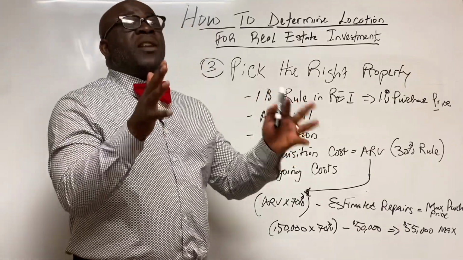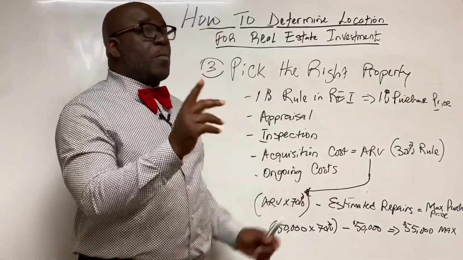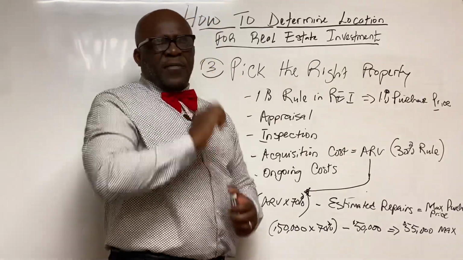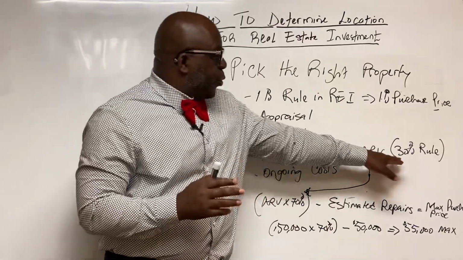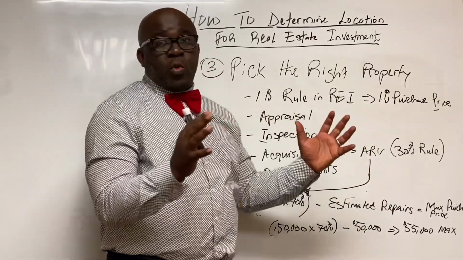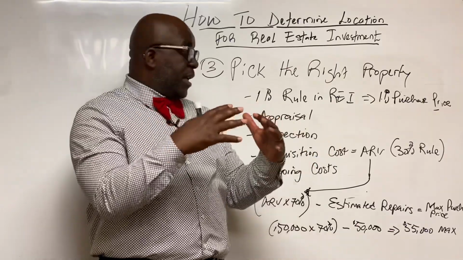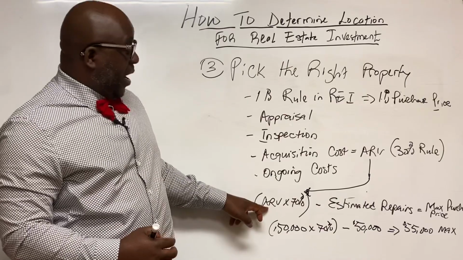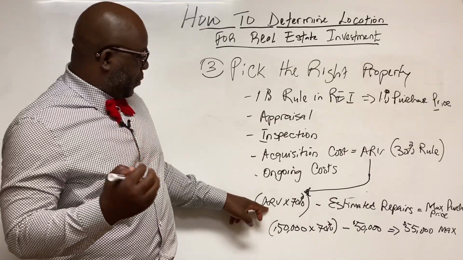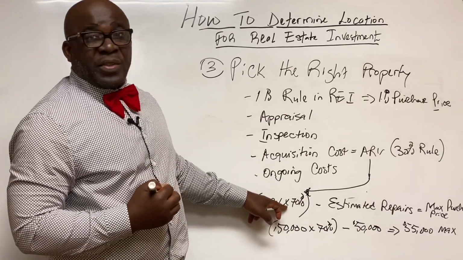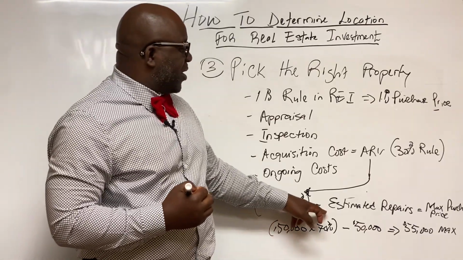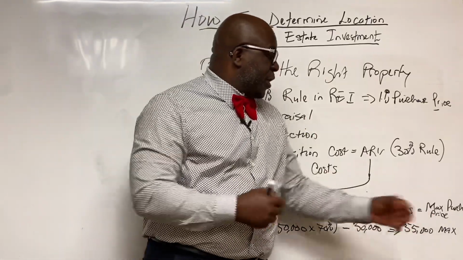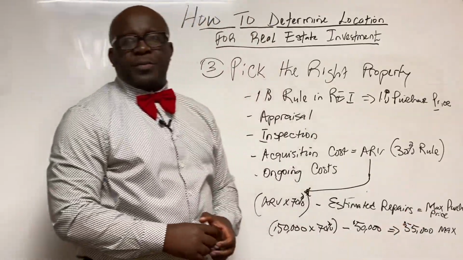The rule in real estate investment is for you to make at least 30% return on that investment, on that property. To determine the 30% rule in real estate investment, 30% return profit, you take the after repair value amount times 70% minus the estimated repairs. It should give you the maximum purchase price you should pay for that house.